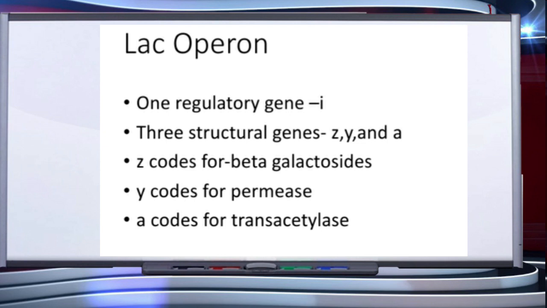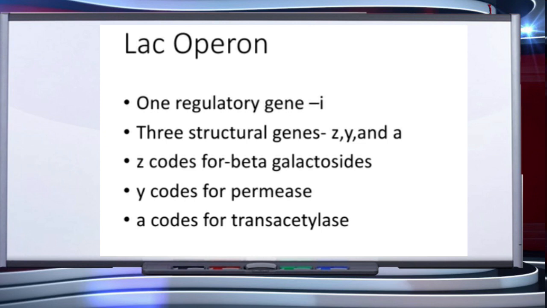Z codes for beta-galactosidase, which is primarily responsible for the hydrolysis of the disaccharide lactose into the monomeric units, galactose and glucose. Gene Y codes for the permease, an enzyme which increases permeability of the cell to beta-galactosidase. The gene A encodes the transacetylase. Hence, all these three gene products in Lac operon are required for metabolism of lactose.